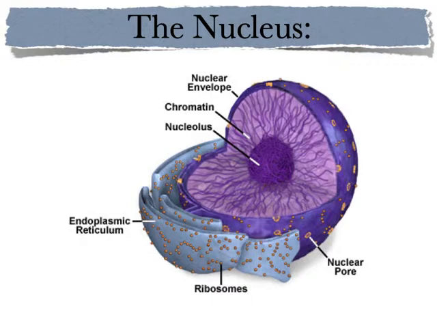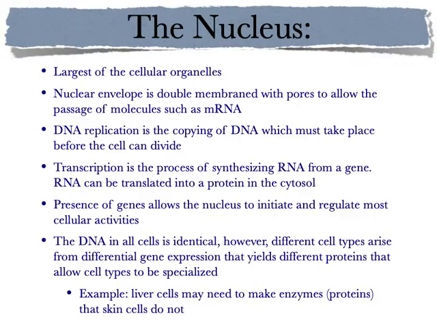But again, nuclei are pretty distinct structures. You can easily purify them from cells, just like you can from the mitochondria. The ER and some of the other structures are not as easy. Lysosomes are not as easy, for example, to isolate. All right, some verbiage. Largest of the cellular organelles. The nuclear envelope is double membrane with pores. It regulates passage of molecules such as mRNA. DNA replication.